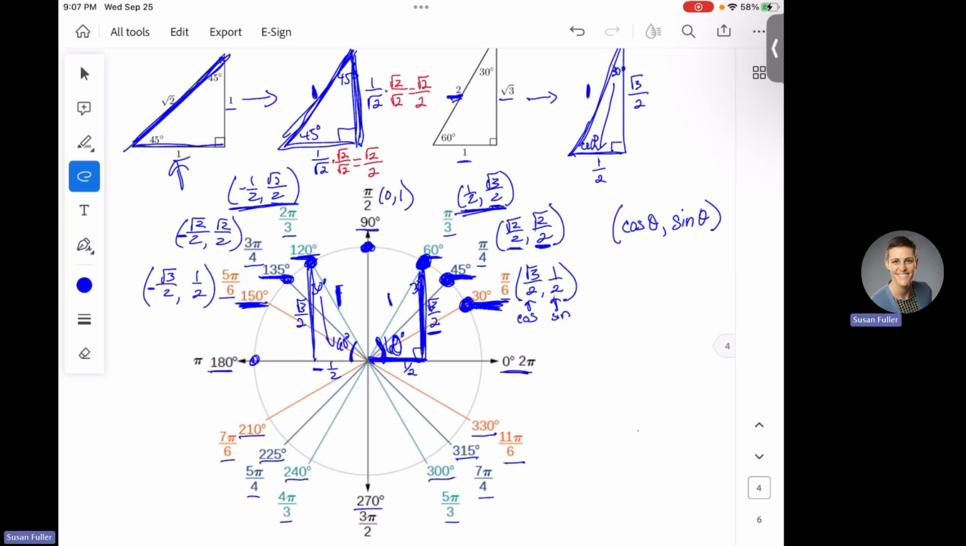And I can keep going. This ordered pair on my unit circle, I have to go to the left one, so that's going to be an x value of -1, and my y value is 0. I don't go up or down at all.